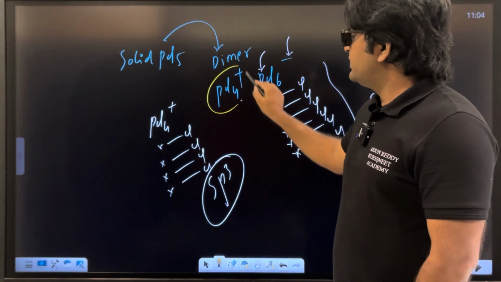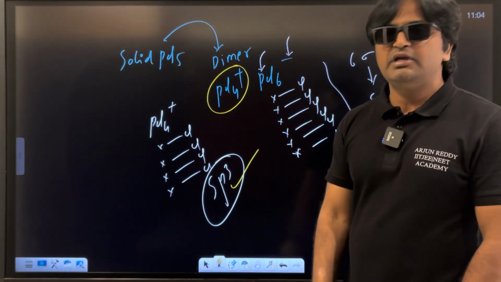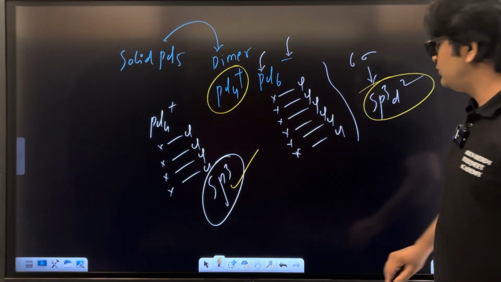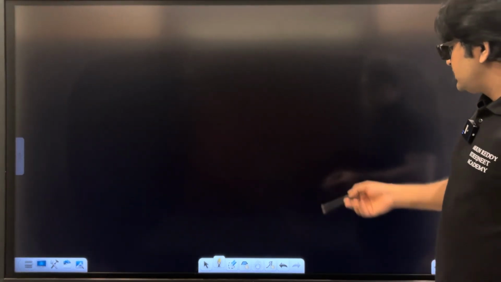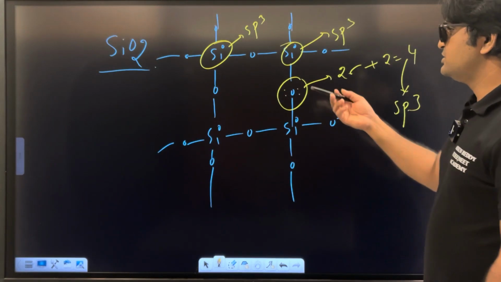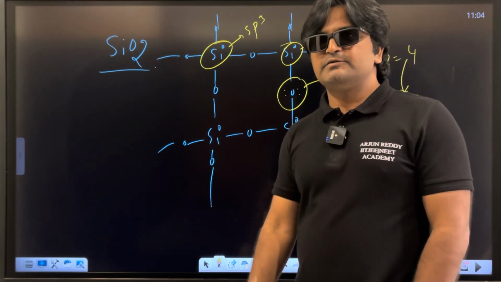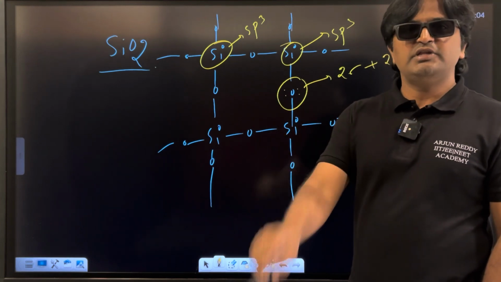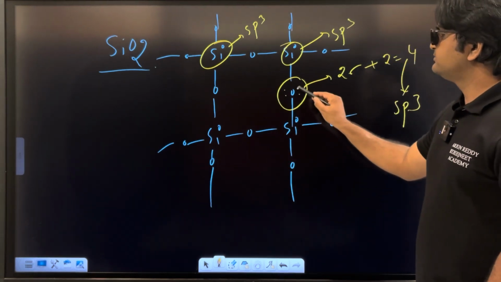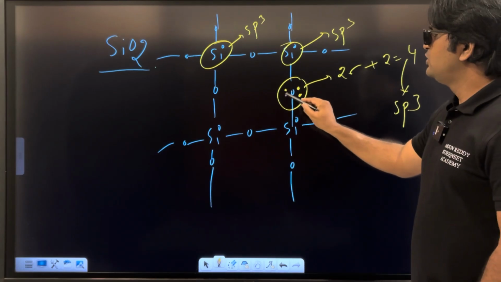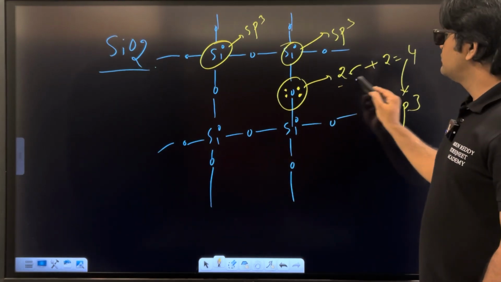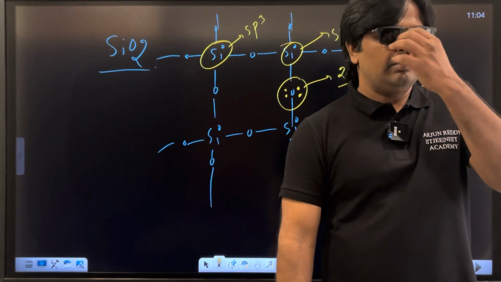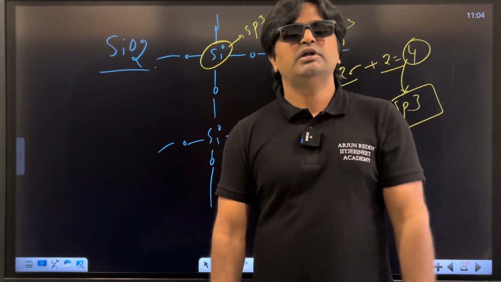In PCl4 plus, what is the phosphorus hybridization? sp3. And in PCl6 minus, what is the phosphorus hybridization? sp3d2. Next one, SiO2. Where is that SiO2? This one. Three-dimensional structure. In the three-dimensional structure, around silicon 4 sigma bonds are there. sp3 hybridization. Around the oxygen atom, 2 sigma bonds plus 2 lone pair of electrons. Now 2 sigma, 2 lone pair, 4. Then what is the hybridization? sp3 hybridization. Now this is the shortcut method to find out the hybridization.